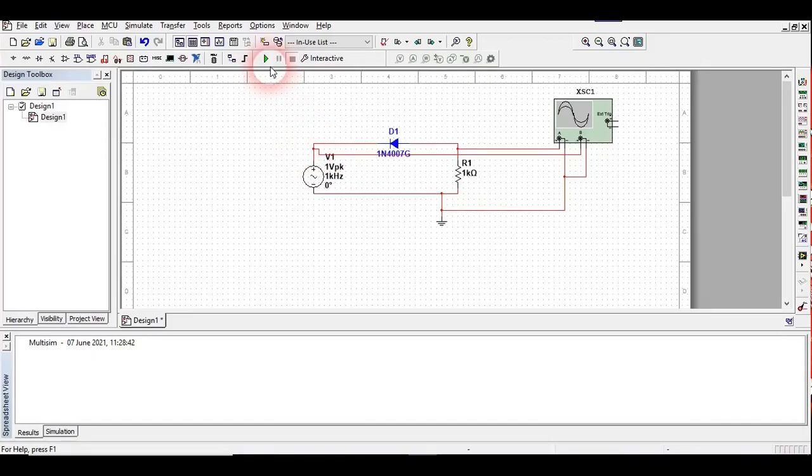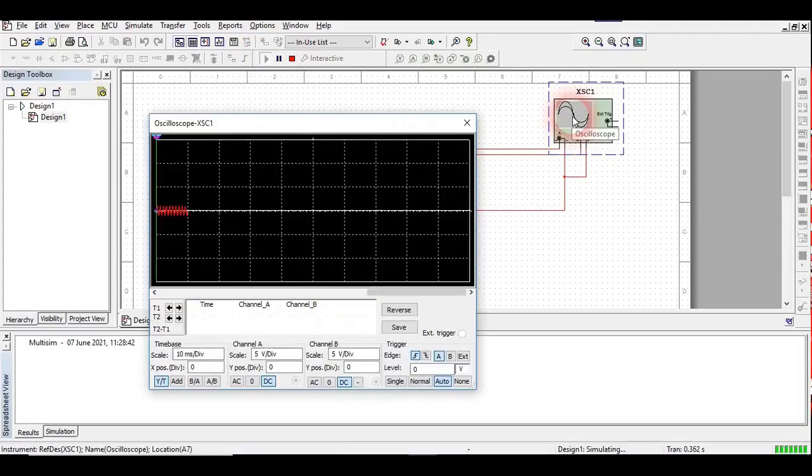Now what I am going to do is run this simulation. Afterwards I am going to double click on the oscilloscope. Just see here, I am getting the output waveform. It's not coming out good, so I am just going to change it. But look at the voltages here.